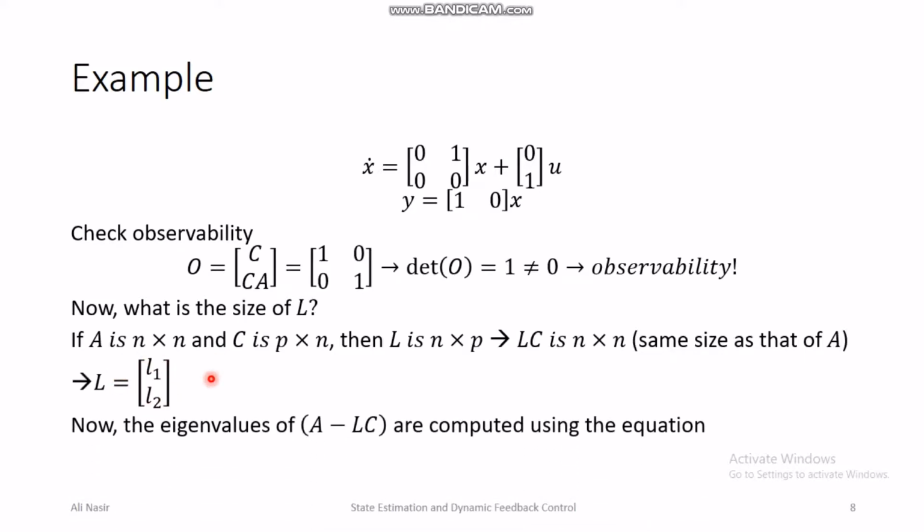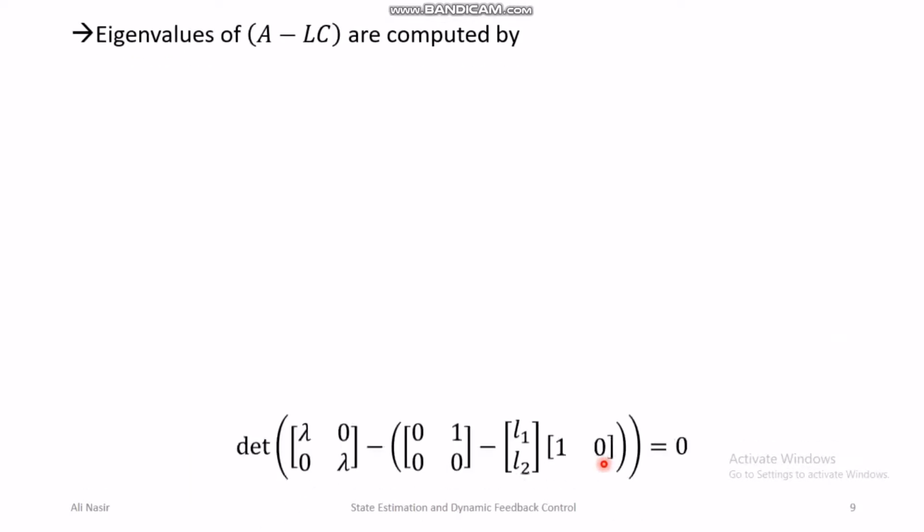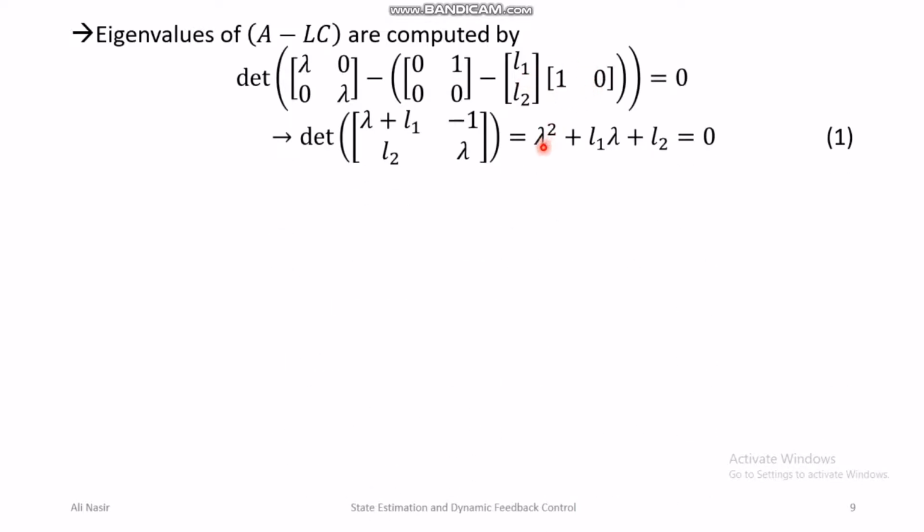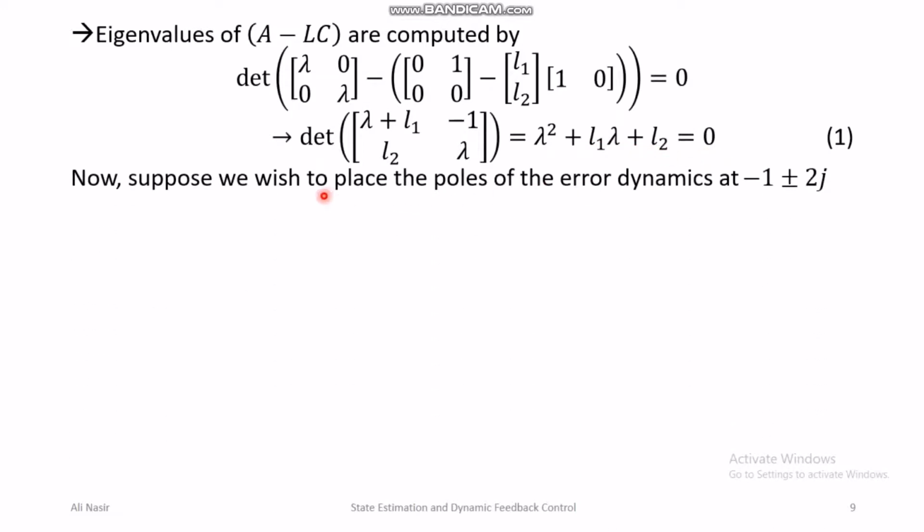Now the eigenvalues of A minus LC are computed using the equation determinant of (lambda I minus (A minus LC)) equals 0. If we plug in this equation, the eigenvalues are computed like this. So this is lambda I, this is A, this is L, this is C. Once we do these computations, we have the characteristic equation for the error dynamics: lambda square plus L1 times lambda plus L2 equals 0. Now let us suppose we wish to place the poles of the error dynamics at -1 plus or minus 2j, which is in the left half plane.